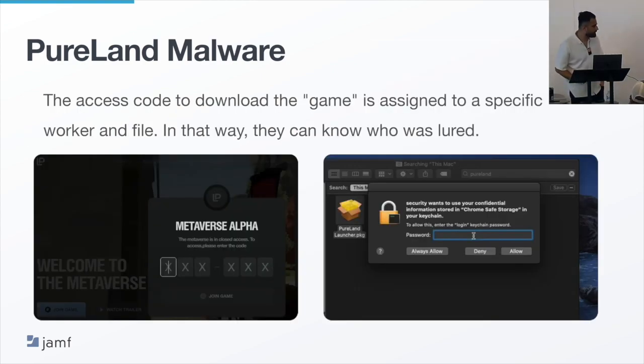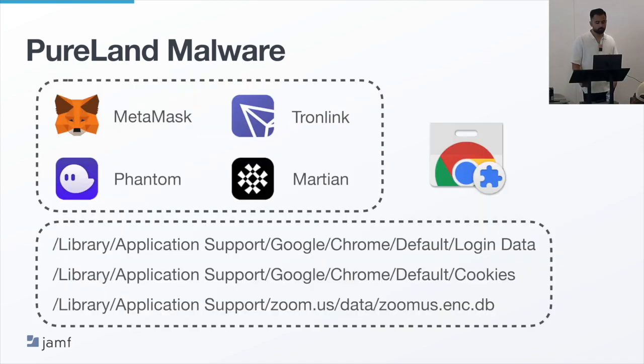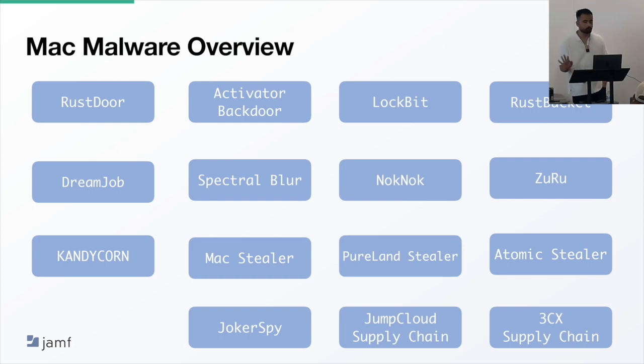What was interesting about this was that in the phishing emails, it contained a special access code to download the game specific to each worker, and that way they kind of knew who they were targeting. And then ultimately, the goal was still the same, in this case going after crypto wallets and various Chrome extensions. And there's a ton more information stealers, and we've been seeing a surge of them on macOS. Really similar techniques across all of them.